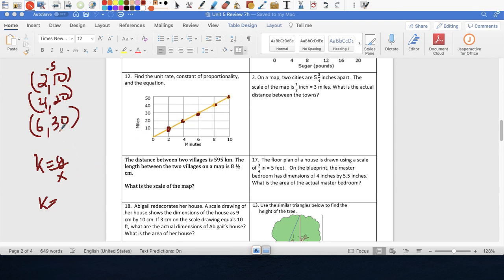So let's pick (6, 30). Here's my y, here's my x. We'll do 30 over 6, and k equals 5. So the equation of my line is y equals 5x. The constant of proportionality is 5. What's the unit rate? Well, what are we talking about, miles and minutes? So let's pick a point here. The unit rate is 5. Let's just write the values: 5 miles in 1 minute.